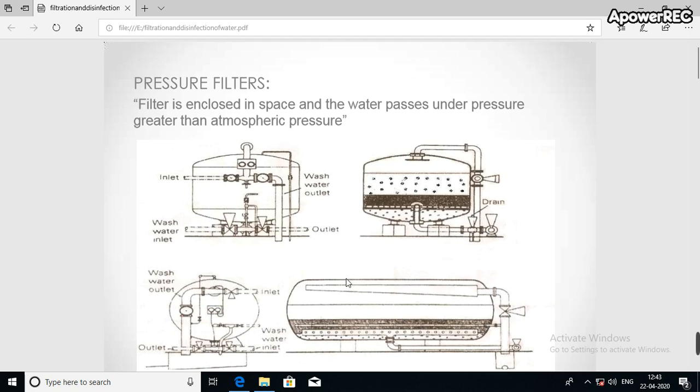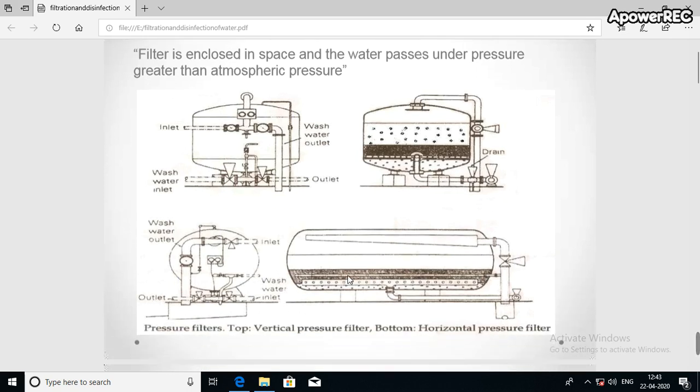So, these are the pictures of different types of pressure filters. Water will be contained in a vessel where there will be horizontal and vertical pressure on it. Inside that vessel there will be an inlet through which the water will come inside, and after undergoing that treatment with the help of the pressure, the water will come out through the outlet.